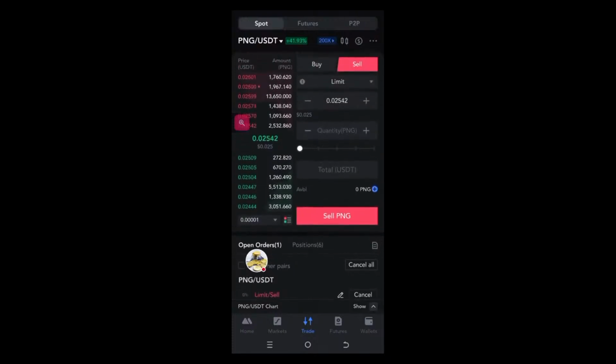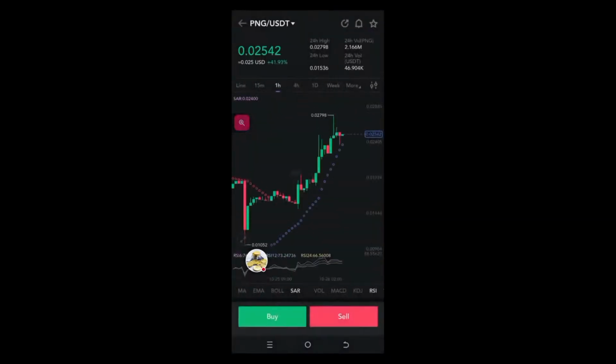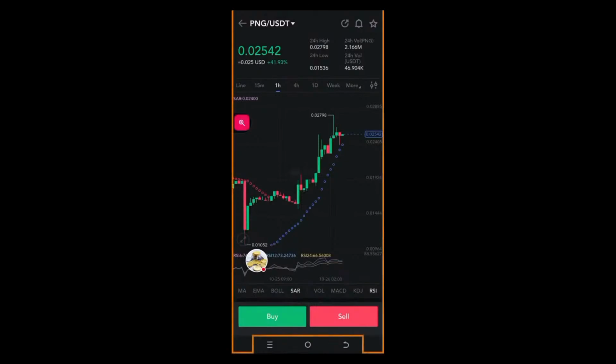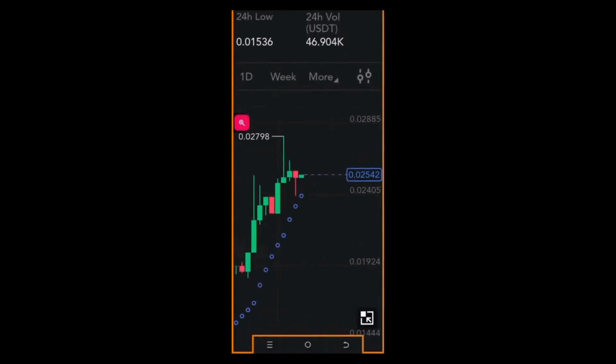Let's check the charts again. The chart is looking good. It's going up. Yeah, pushing up. All we have to do is get to this point. We don't need to get that far. We just need to get to this point, and then we're good. So that's not a far distance.